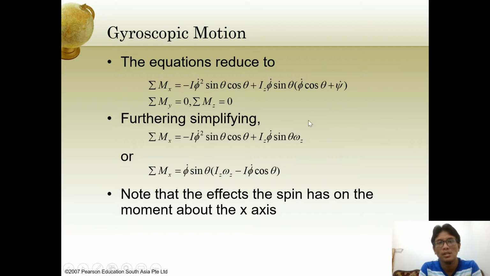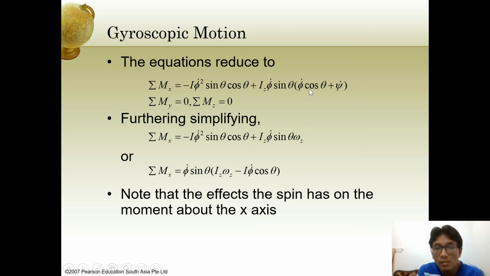All right. So after we decided that, what happened is the moment about y exists and moment about z exists is equal to 0, because all of them are constant because of the condition that we have set just now. The only equation that we need to consider is moment about x exists. Why moment about x exists? Because that is the axis of nutation, the tilting of the top. So we further simplify it.